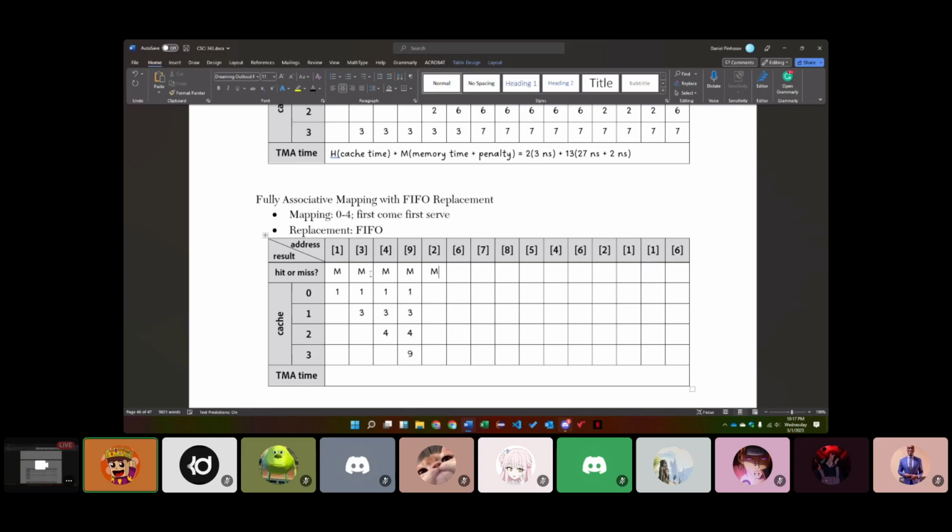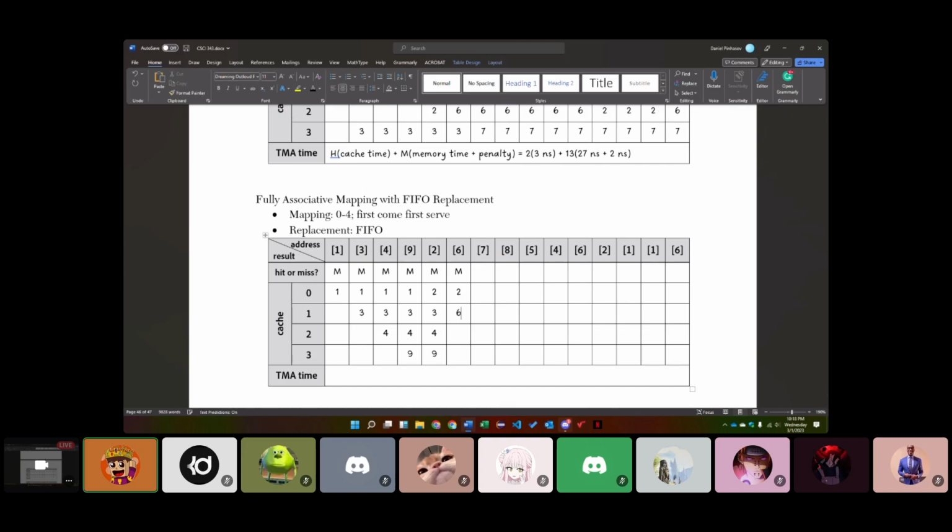2 is a miss, but it has no space. So we replace whatever came in first. 1 came in first, so that gets replaced. 1 gets kicked. 3, 4, 9. And then 6 is a miss. Now, our first in now is 3, because that's what came after 1. But 1 was already placed. 3 is the next one that was first in.